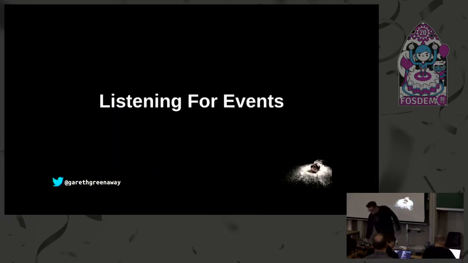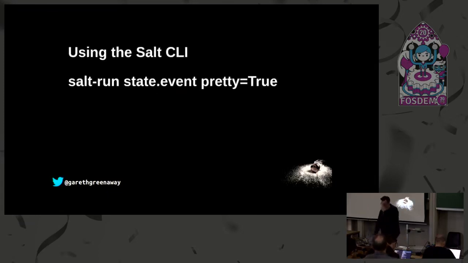So we can listen for events using a variety of Salt tools. Using the salt CLI, we can use the salt-run command and then use the state.event runner, passing pretty=True. This will show you all of the events that are running through the Salt event bus, and pretty=True makes it colorful and nice and pretty.